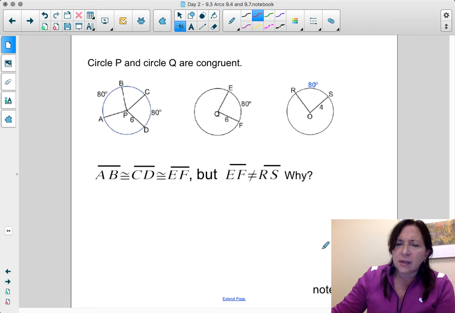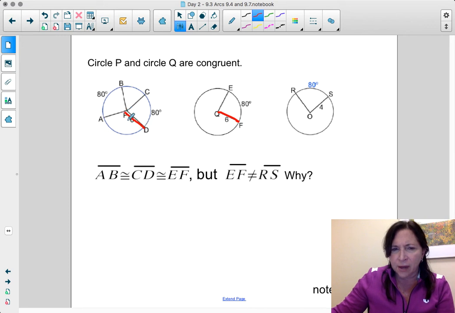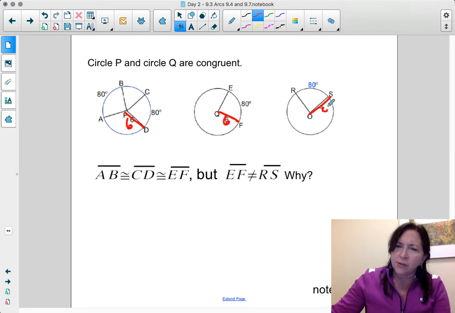In this example, it says circle P and circle Q are congruent. These two circles are congruent because they have congruent radii. Do you see how these radii are both 6, and so is that? Well, this radius right here is 4. So therefore, the circles aren't congruent.